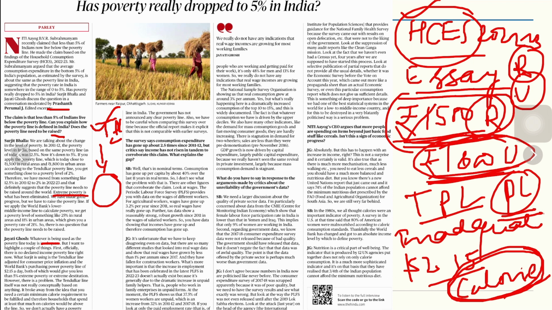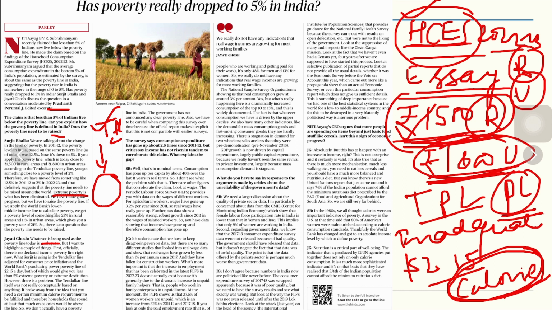The survey says that consumption expenditure has gone up about 2.5 times since, according to the household consumption expenditure survey, that is HCES of 2022-23. So this consumption survey says that consumption has gone up by 2.5 times, but critics say that incomes had not risen in tandem to corroborate this claim. To answer this question, Surjit Bhalla says that in nominal terms that is right. Consumption has gone up per capita by about 40% over the last 11 years in real terms. So he does not see a problem with that.